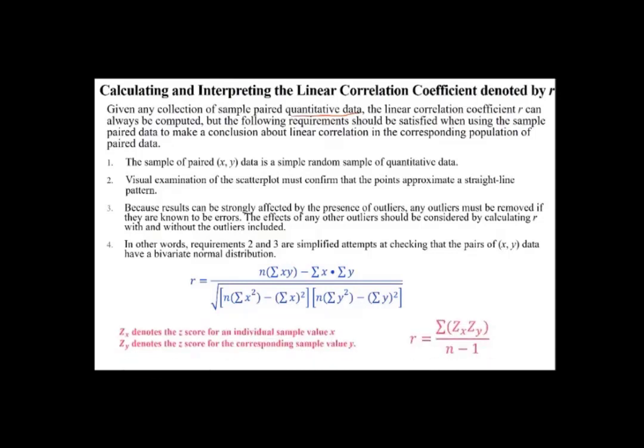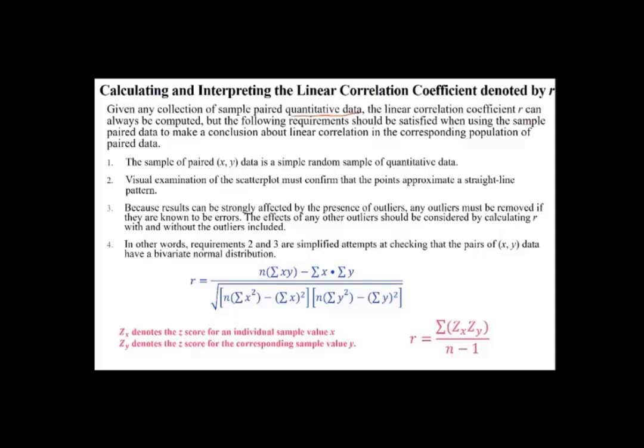You have that. Now, there is another way of saying the same thing. Z sub x denotes the z-score for an individual sample value x. Z sub y denotes the z-score for the corresponding sample value y. R is the summation of z sub x, z sub y over n minus 1. The difference is this is easier to grasp and understand.